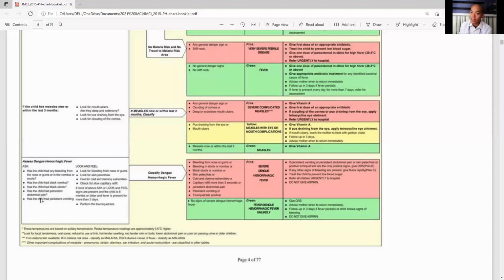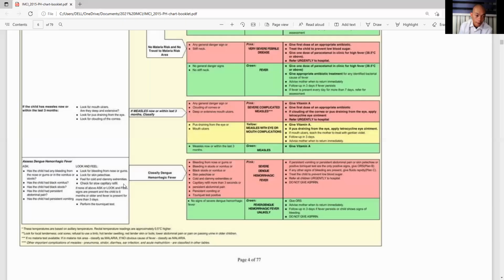As the child had persistent abdominal pain, abdominal cramping because there is bleeding inside, as the child had persistent vomiting. Okay, so yes or no. Look and feel. Look for bleeding from the nose or gums. Look for skin petechiae, because there is already rupturing of the small blood vessels in the skin. Feel for cold and clammy extremities. It tells you that the circulation in the extremities is poor already, kaya nagiging cold.